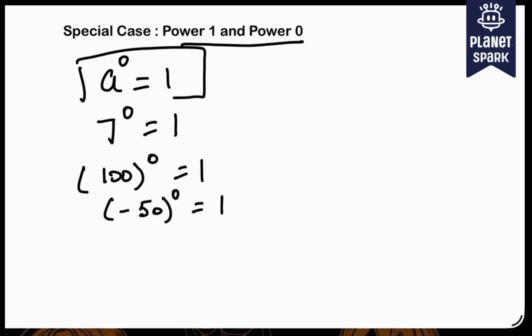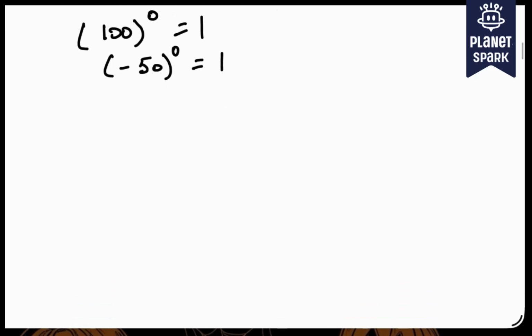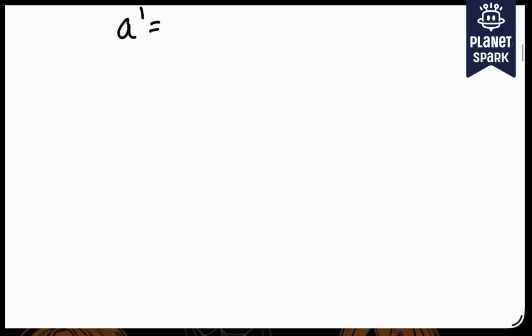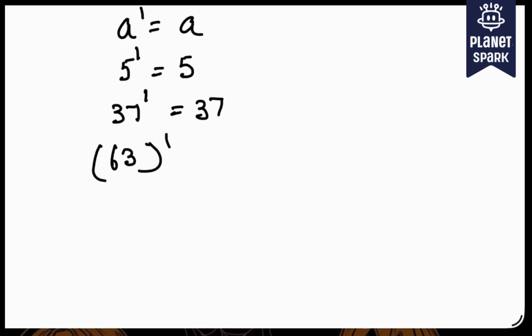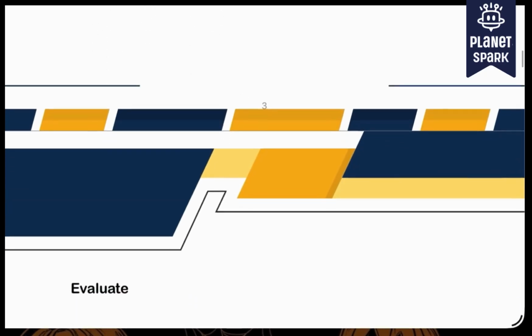The next case that arises is if I'm having a number which is raised to the power 1. Any number raised to the power 1 is the same number. So a raised to the power 1 will be a. 5 raised to the power 1, that means 5 is multiplied only one time, so it is 5. 37 raised to the power 1 is 37. 63 raised to the power 1 means 63 is multiplied just once, so the answer is 63. Minus 5 raised to the power 1 is again minus 5.